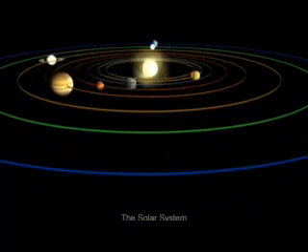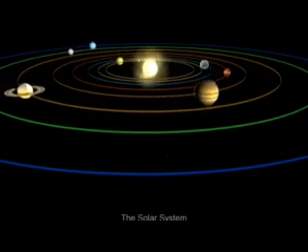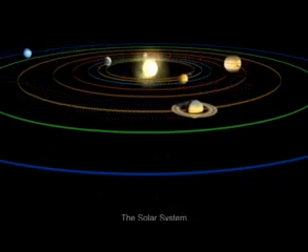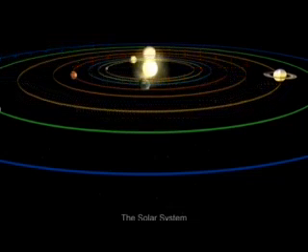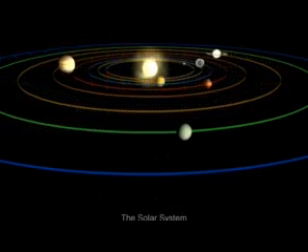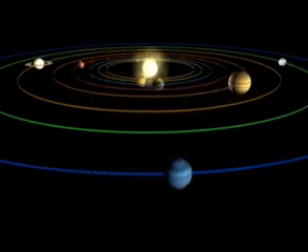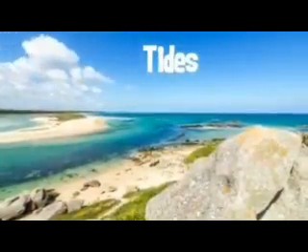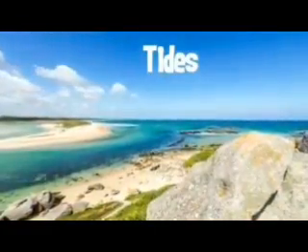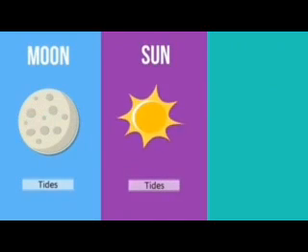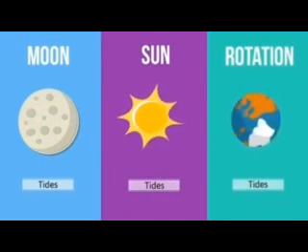Third one is the motion of the planets around the sun. All the planets are revolving around the sun due to the gravitational force exerted by the sun on them. And fourth one, the tides are formed in the ocean due to the gravitational force exerted by both the sun and the moon on the earth.